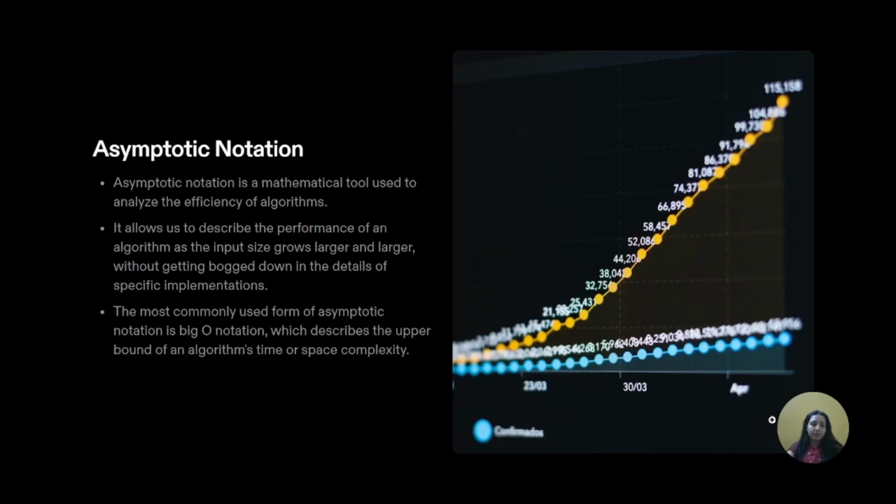Asymptotic notation. Asymptotic notation is a mathematical tool used to analyze the efficiency of algorithms. It allows us to describe the performance of an algorithm as the input size grows larger and larger without getting bogged down in details of specific implementation. The most commonly used form of asymptotic notation is big O notation, which describes the upper bound of an algorithm's time or space complexity.